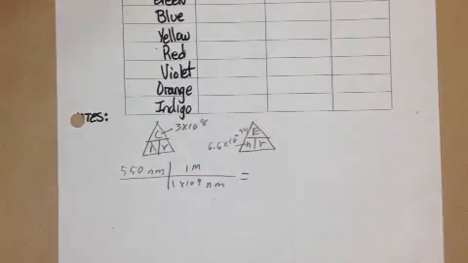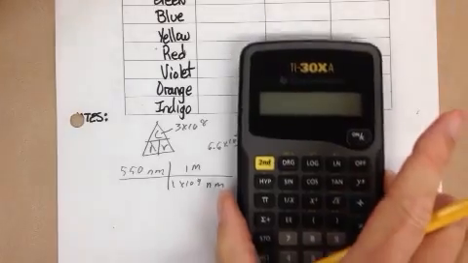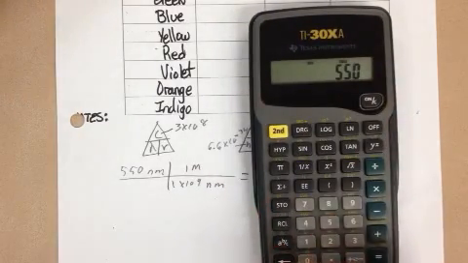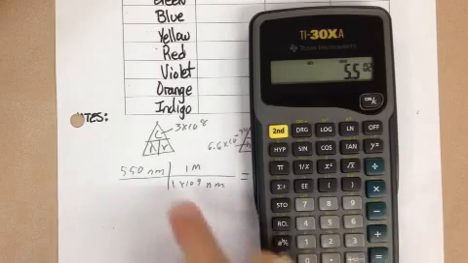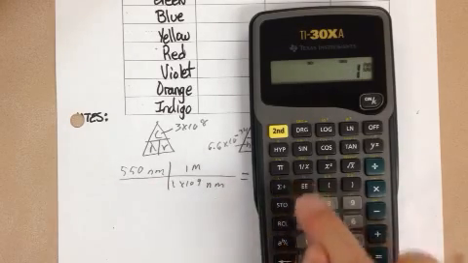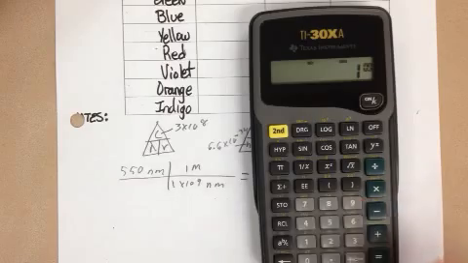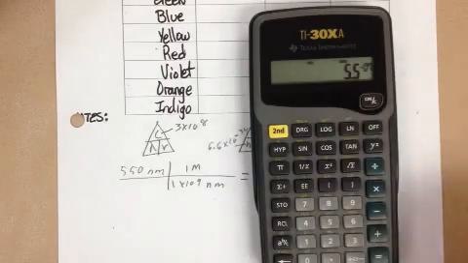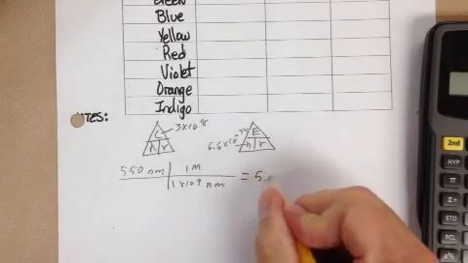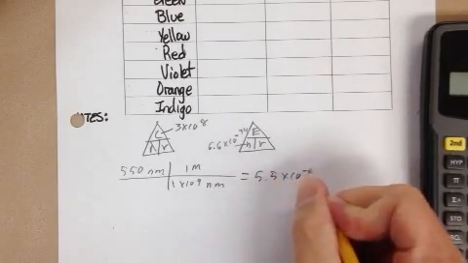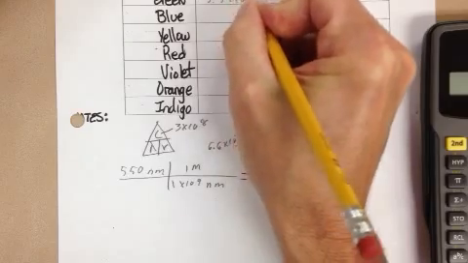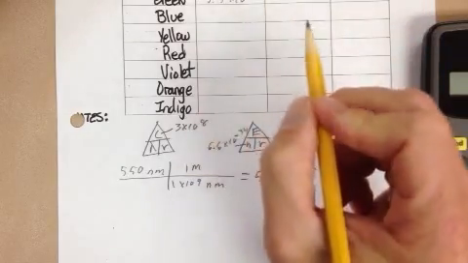And now we can put that in our calculator. To put that in the calculator, don't forget, we type in 550 divided by 1. We don't hit times 10, we hit EE and 9. It equals, and I get 5.5 times 10 to the negative 7. 5.5 times 10 to the negative 7 is my wavelength.